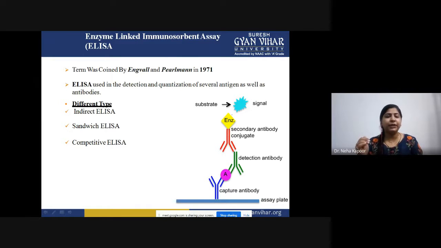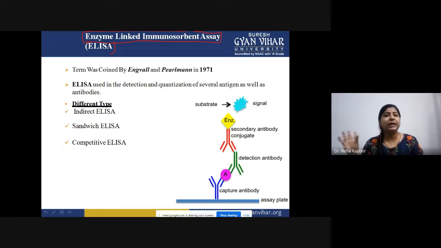So starting with it, first, what is ELISA? ELISA basically stands for enzyme linked immunosorbent assay. As the name suggests, enzyme linked, that means in this technique, the incorporation of some enzyme is happening, due to which we are diagnosing the antigen, or we are going for the diagnosis of many diseases by the detection of antigen.